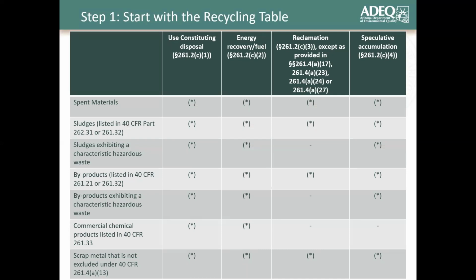Certain materials are exempt from the definition of solid waste when destined for recycling. If your material falls under a dash in the table, then it is excluded from the definition of solid waste and is not subject to RCRA hazardous waste regulations. If your material falls under a star, then you're probably going to want to proceed to step 2 because your hazardous secondary material is not excluded from the solid and hazardous waste rules.